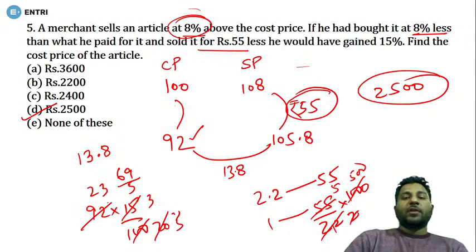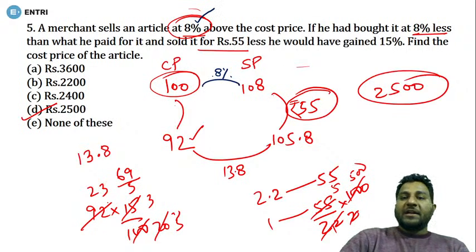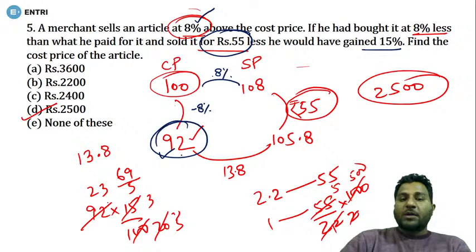Yes, Sharath, very good. 2500. Look, let's suppose the original cost price was 100, and the profit must have been 8% because he had sold it 8% above. But the condition says if he had bought it at 8% less, that means from 100 he would have bought at 92. Now if he sold it 55 rupees less, then he would have gained 15%. So 15% on what? 92, not 100. Remember that. Why? Because we are comparing with the new cost price.